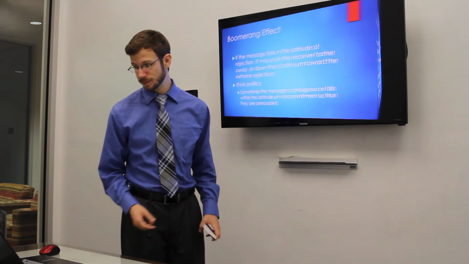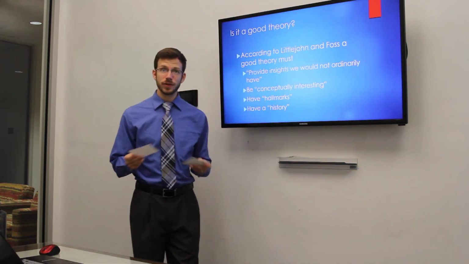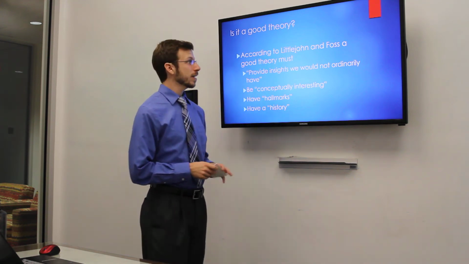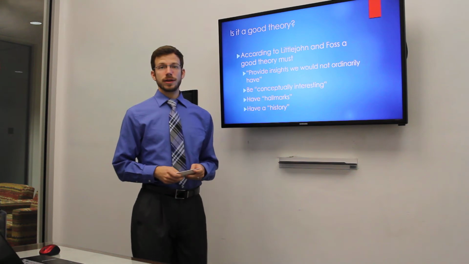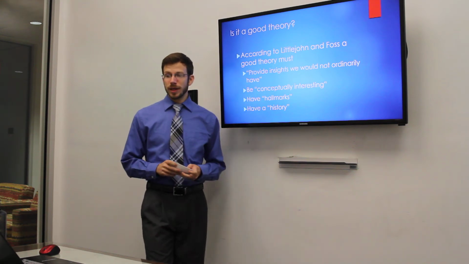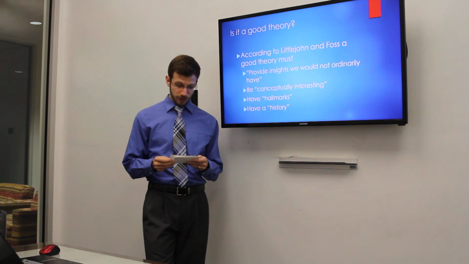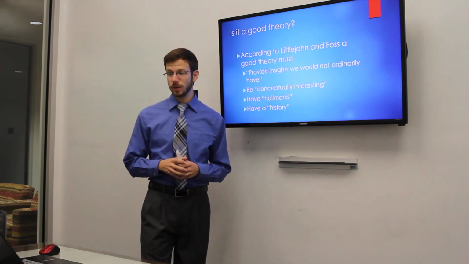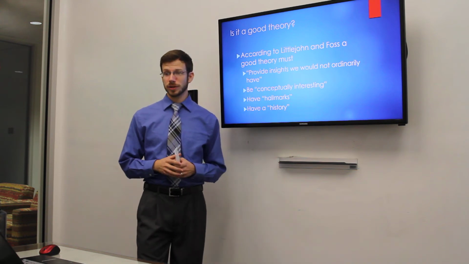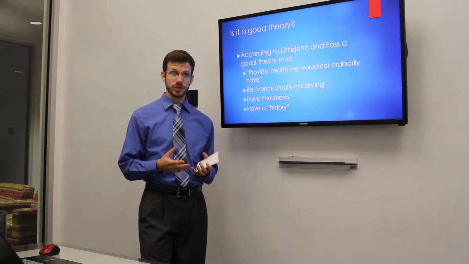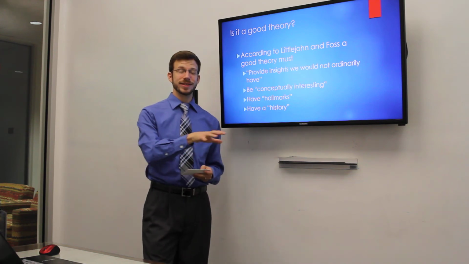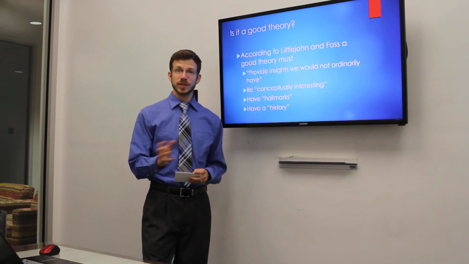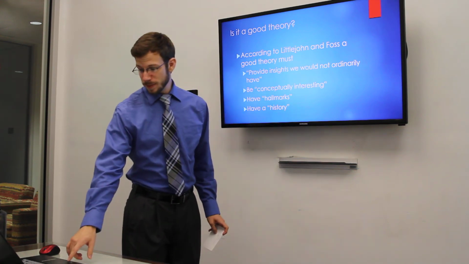change that they can. And so, is it a good theory? Littlejohn and Foss would agree that it is, because they lay out 4 criteria for what makes up a good theory, and social judgment theory definitely falls in line with all 4 of those. It provides insights that we would not normally have. It is conceptually interesting. It has hallmarks and has a history, and it definitely plays into many different areas of study that researchers have cited this theory multiple times.